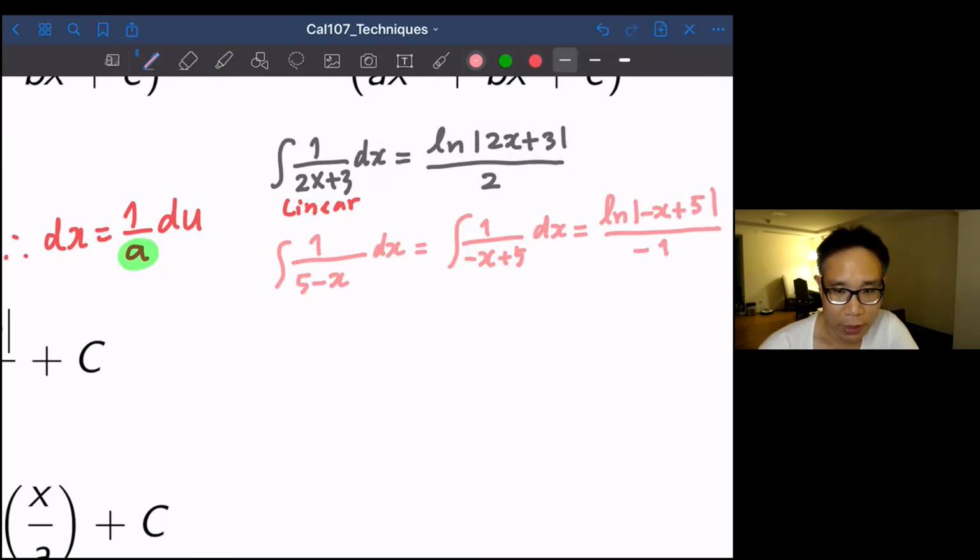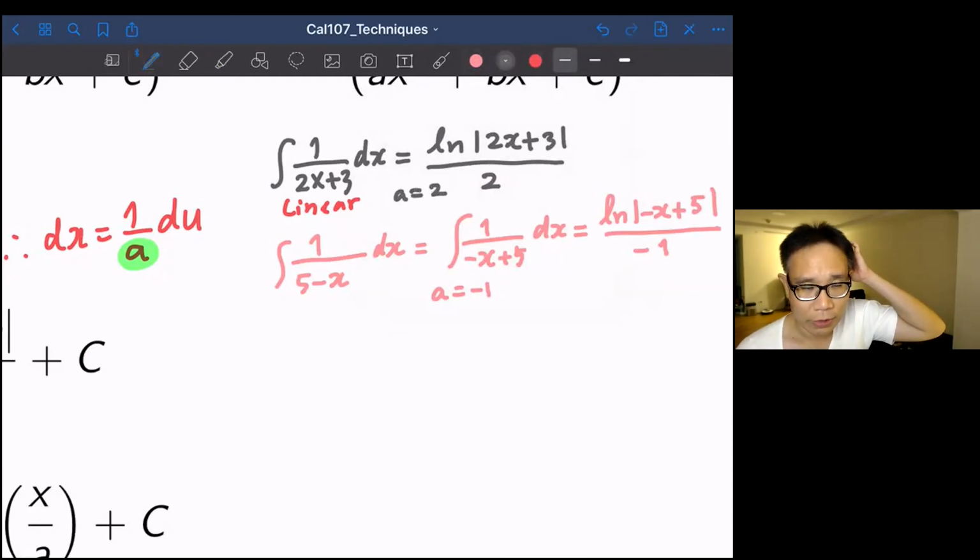And you just identify a, and a in this case is equal to negative 1. In the previous example, a was equal to 2. Okay, so this is how we have this integral.